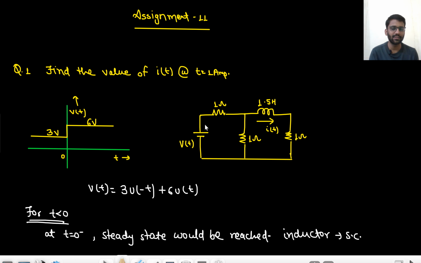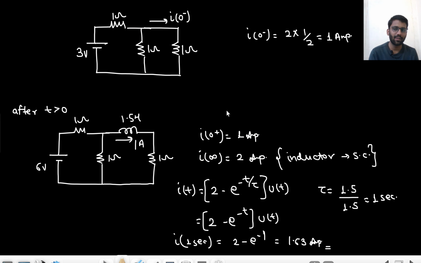First you solve for t less than 0, 3 volt. Because of the 3 volt, there would be a current set up, and the setup current is 1 ampere. Then for t greater than 0, initially we are having 1 ampere current, and at steady state the inductor will be shorted, so the current would be 2 ampere.